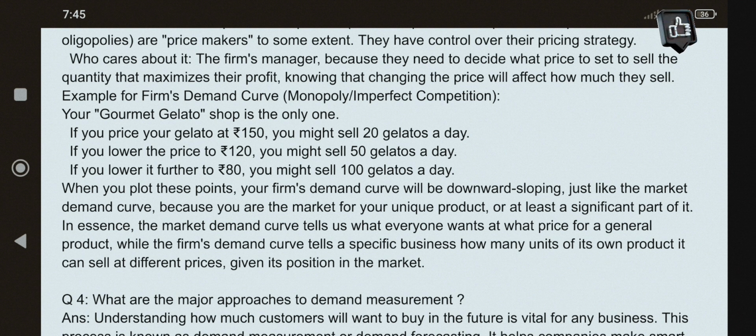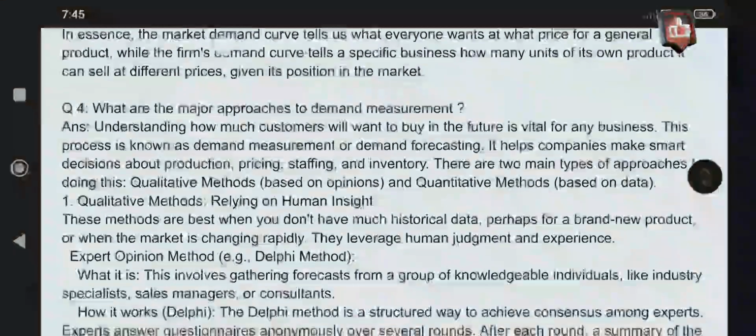In essence, the market demand curve tells us what everyone wants at what price for a general product, while the firm's demand curve tells a specific business how many units of its own product it can sell at different prices, given its position in the market.